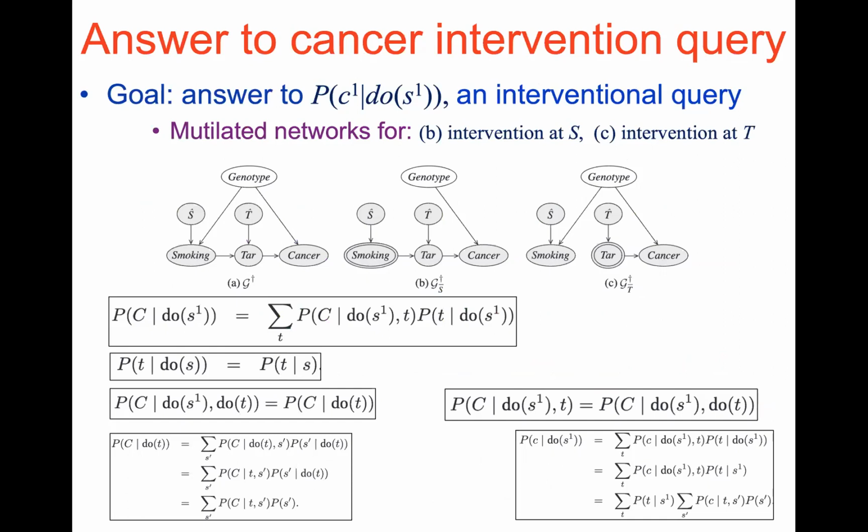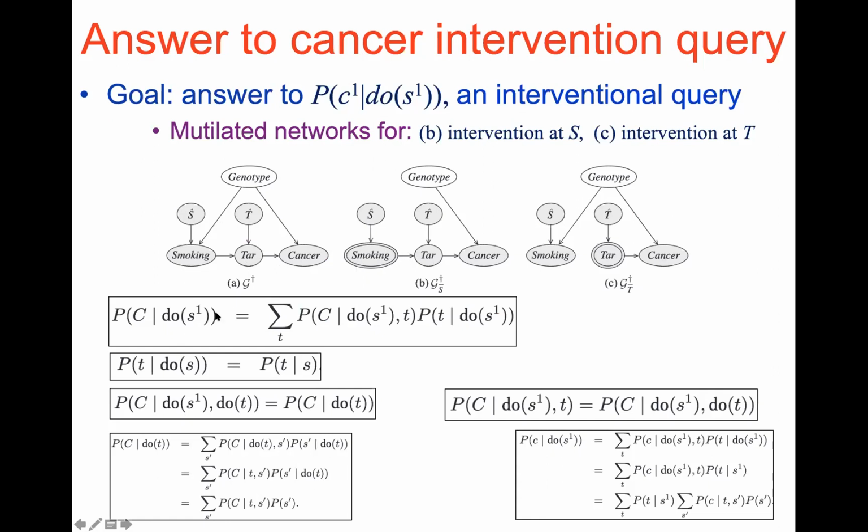So the goal is to answer the cancer intervention query, C1 given do S1, an interventional query. So we have mutilated networks. This is the expanded network. We bring in tar. These S hat and T hat come from this augmented network we talked about earlier. And we now have a mutilation here. What if we forced a person to smoke? Then this direct arrow goes away.